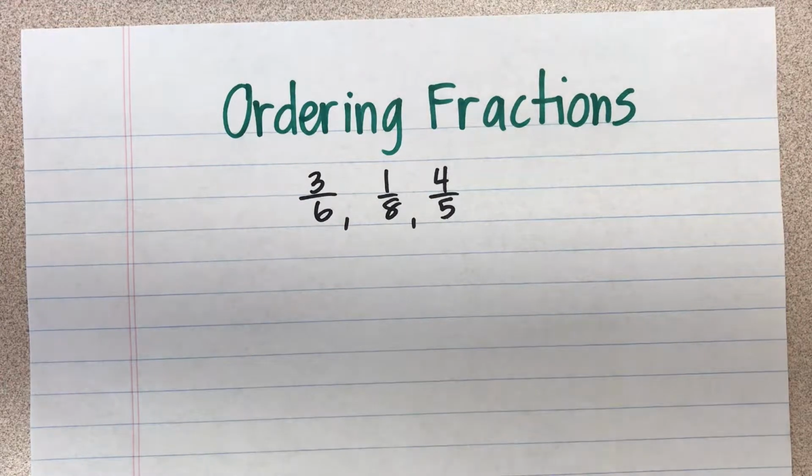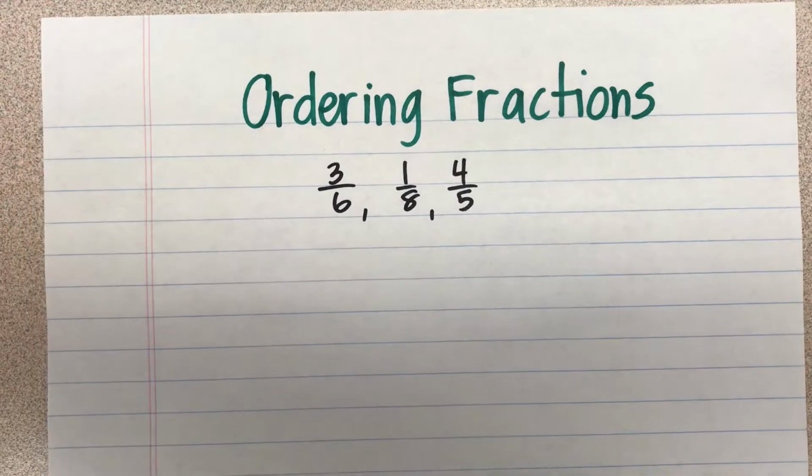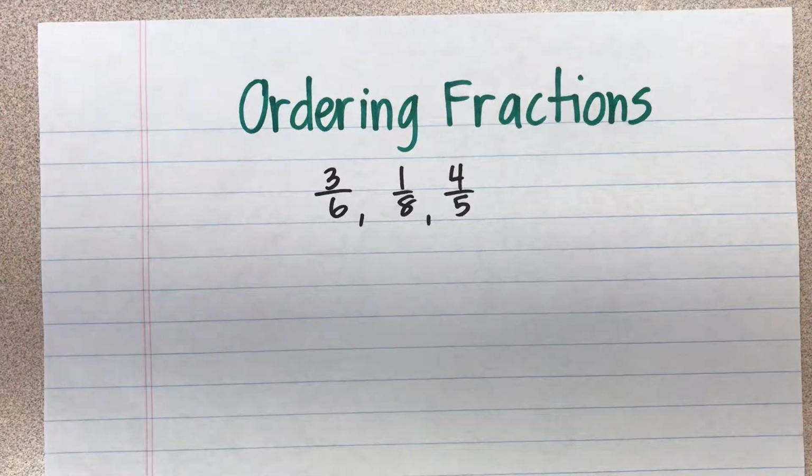Alright, in this video we're going to be talking about ordering fractions, which is basically like comparing fractions just with 3 fractions instead of 2. So, in some cases, just like in comparing fractions, you can look at them and think to yourself which one is the smallest, which one goes in the middle, and which one is the largest.